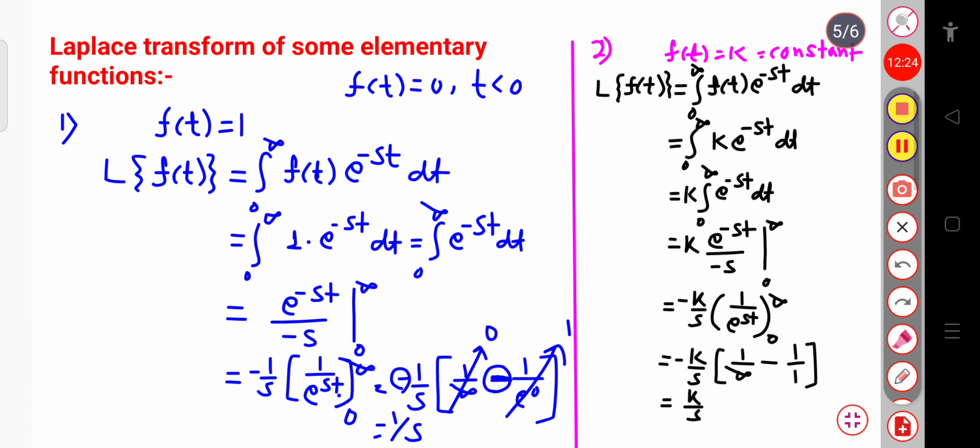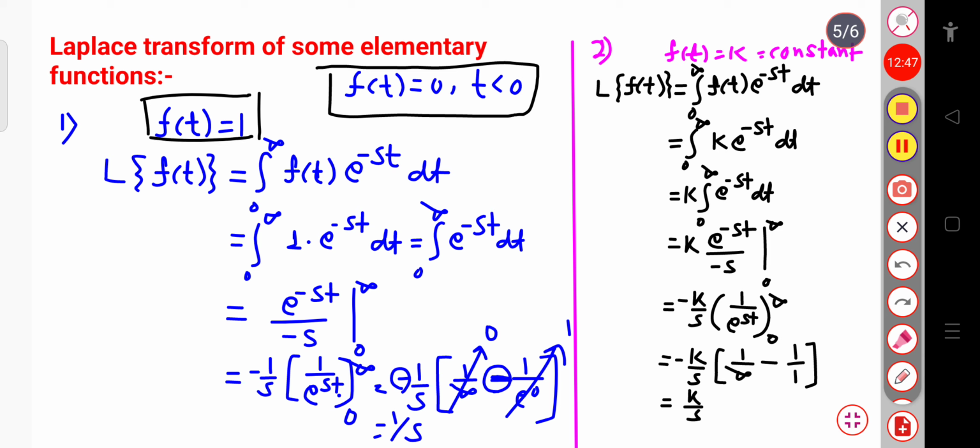Now, up to this much I think it is clear to you. When we are calculating the Laplace transform of any function that is given, the condition is that the function will be equal to 0 when the value of t is less than 0. Simply, the function that is given, here f of t equal to 1 and here f of t equal to some constant k. And in this case, for the Laplace transform, simply you have to put the f of t value here, and here also you are just putting the value of f of t.